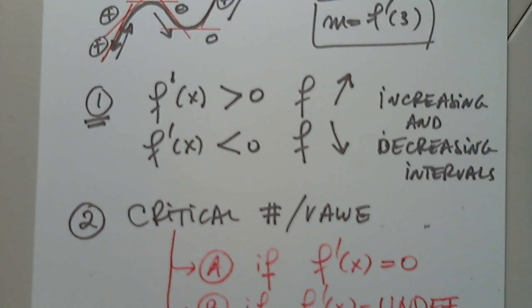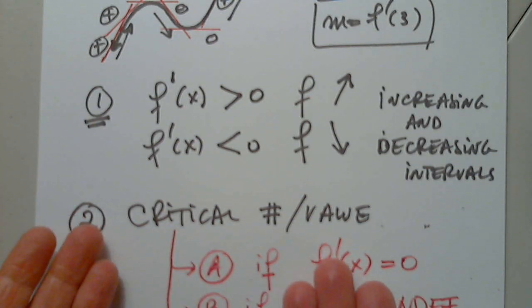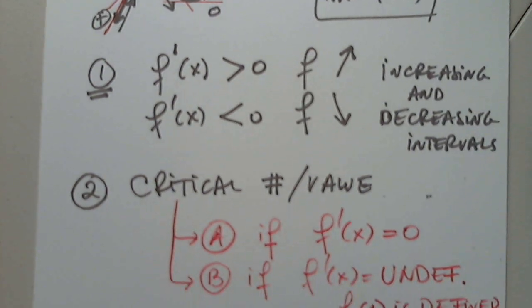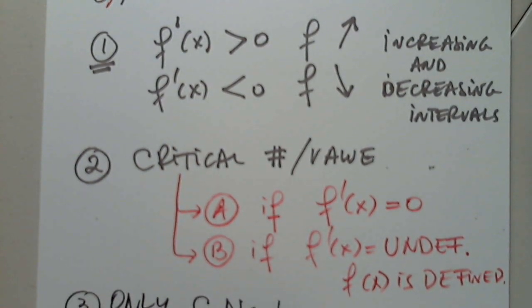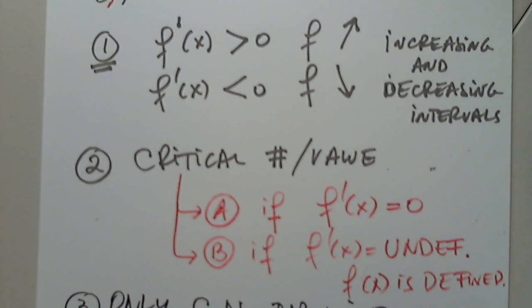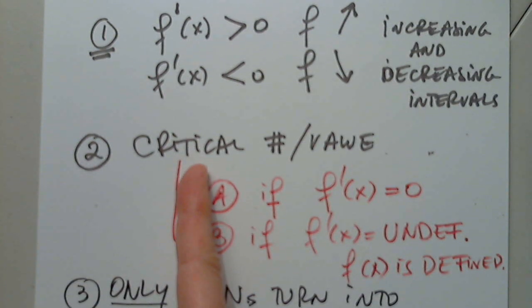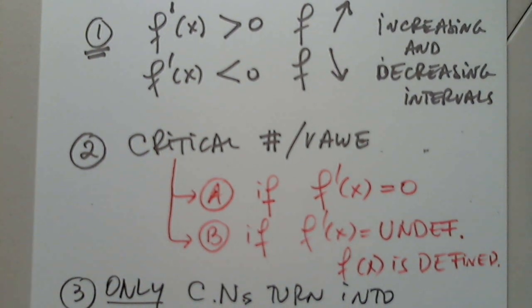And now the question is, what are you talking about? What's a critical number? Why do I even need to talk about critical numbers? Here is the reason why we talk about critical numbers. Only critical numbers turn into max or min. Potentially. Not guaranteed. If a function doesn't have critical numbers, it will never have max min. If a function has critical numbers, it may, potentially, have max min. No guarantee.